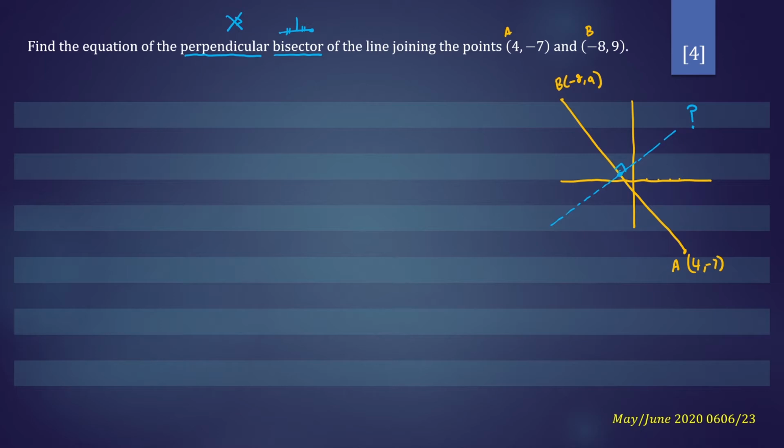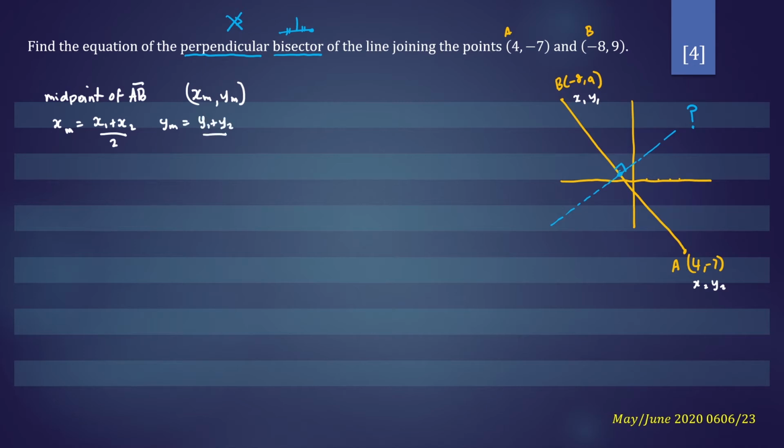The first step will be to find the midpoint of AB. So let's find the midpoint. We should label our coordinates as (x1, y1) and (x2, y2), and it doesn't matter which one is which. I'll call the midpoint (xm, ym), m for midpoint. So the x coordinate will be xm equals (x1 plus x2) divided by 2, and ym, the y coordinate, will be (y1 plus y2) on 2.